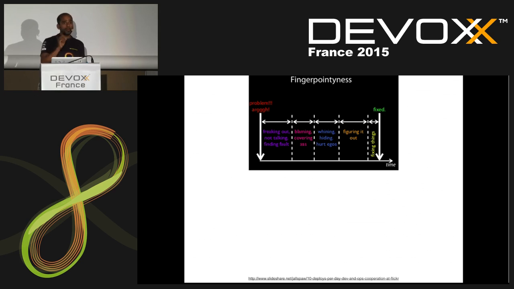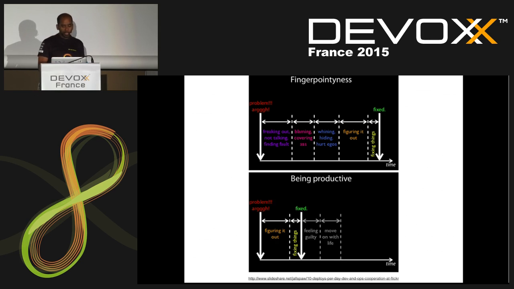So instead of finger pointing, Flickr adopts this example of being productive. A problem is identified, you figure it out, you fix it, and then you feel guilty and life moves on, basically. So think about how many of you are in the first category, how many of you are in the second category. The second category is a lot more productive because effectively you're not wasting time on finger pointing and finding who to fire.